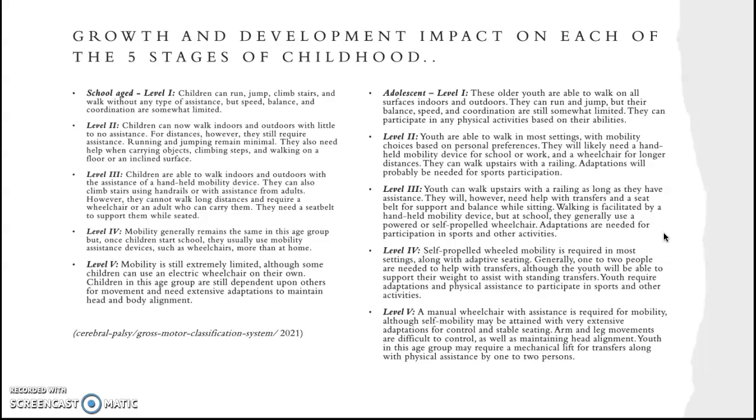Generally, 1 or 2 people are needed to help with transfers, although the youth will be able to support their weight to assist with standing transfers. And the level 5 adolescent, a manual wheelchair with assistance is required for mobility, although self-mobility may be attained with very extensive adaptations for control and stable seating. Arm and leg movements are difficult to control, as well as maintaining head alignment. Youth in this age group may require a mechanical lift for transfers, along with physical assistance by 1 or 2 persons.